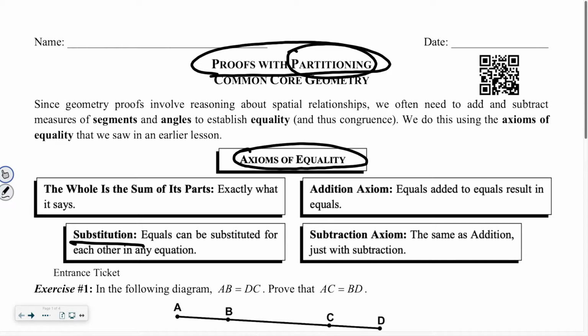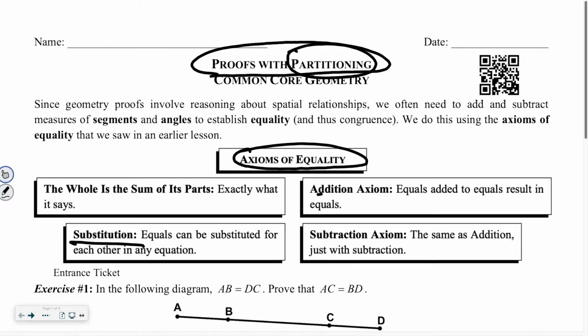Great. So we have the second one, which is substitution. Equals can be substituted for each other in any equation. I think we all know what substitution means. Well, this means that if I have 2x and I know that x equals 5, then I can always say that 2 times 5 is equal to 10. That is the substitution there.